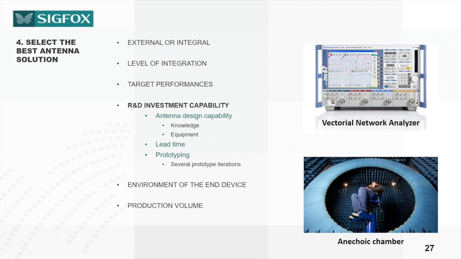Now the R&D investment capability. So you need to ask yourself, okay, I want to do a specific antenna design for a very specific device. Well, can I do it? Because to do antenna design you need a lot of things. First, you need to know about antenna design, of course, or to have someone who knows. But also, you need to have the right equipment to make these antenna measurements. You need some very expensive equipment, such as anechoic chambers and vectorial network analyzers.